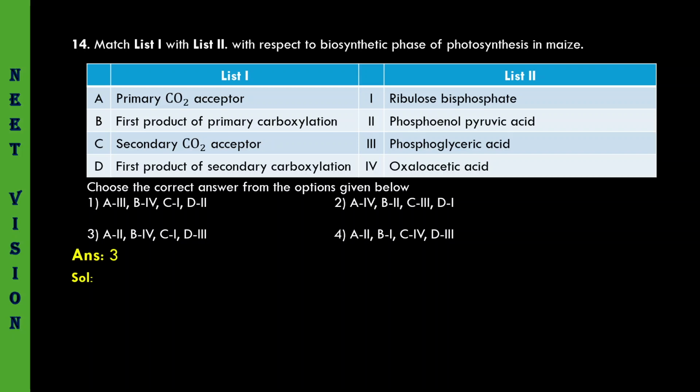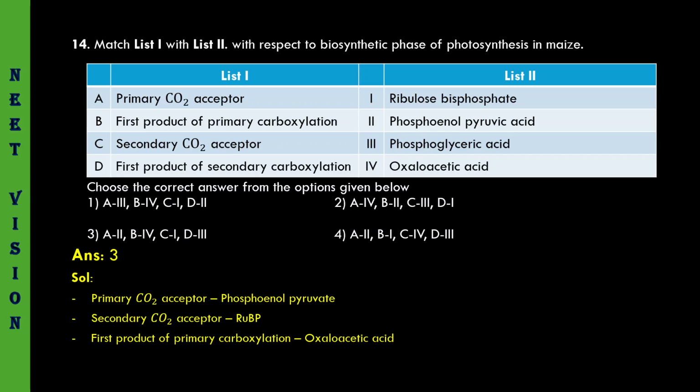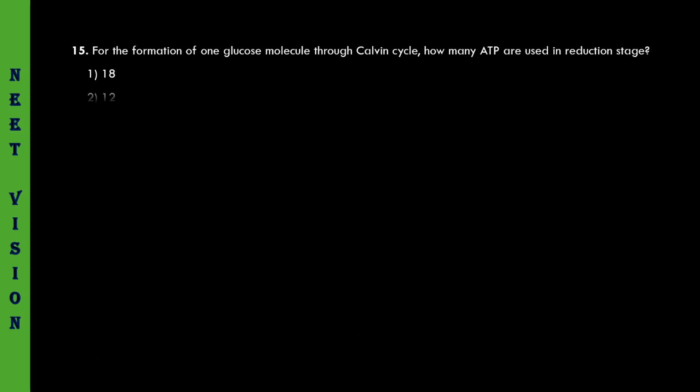Third one. Here is the solution. Primary CO2 acceptor is phosphoenol pyruvate. Secondary CO2 acceptor is RuBP. First product of primary carboxylation is oxaloacetic acid. First product of secondary carboxylation is 3-phosphoglyceric acid. Third option is correct. Coming to the next question.